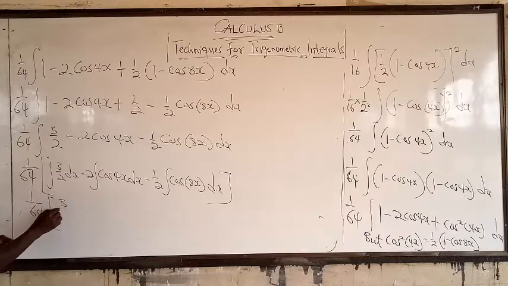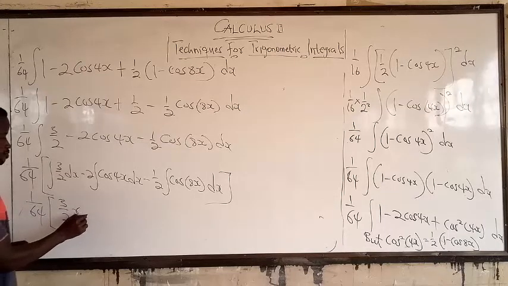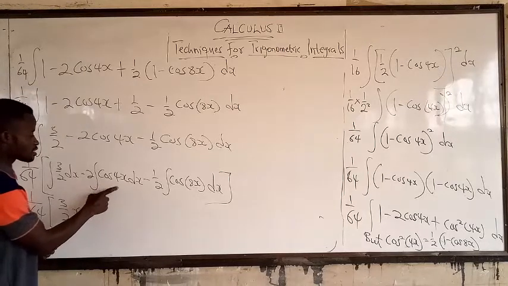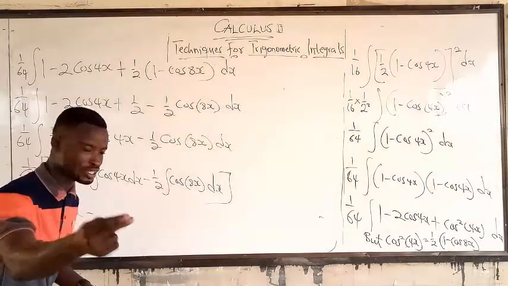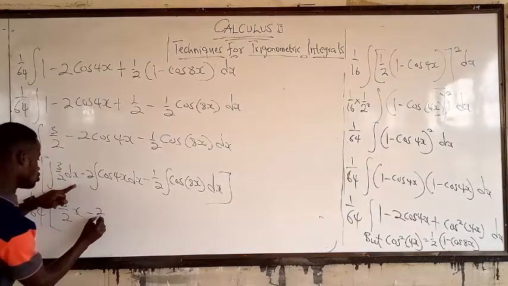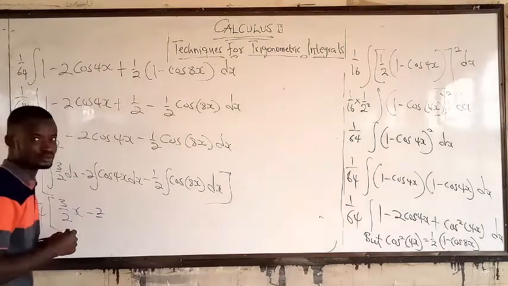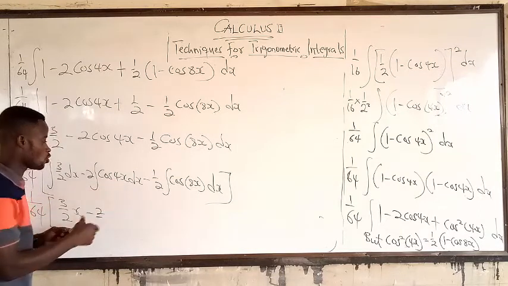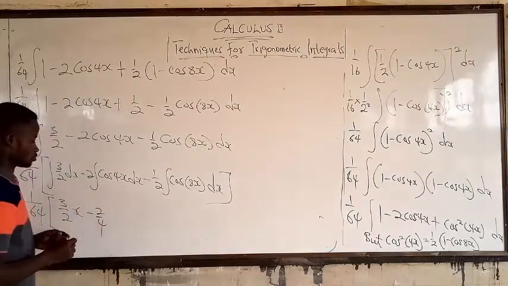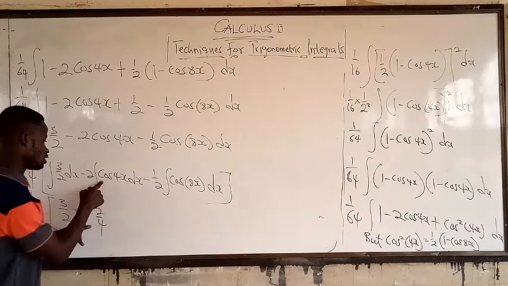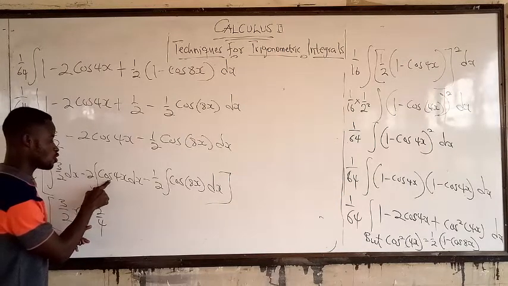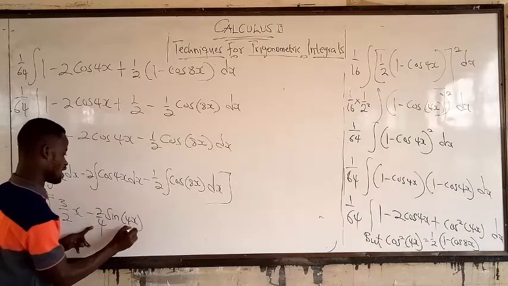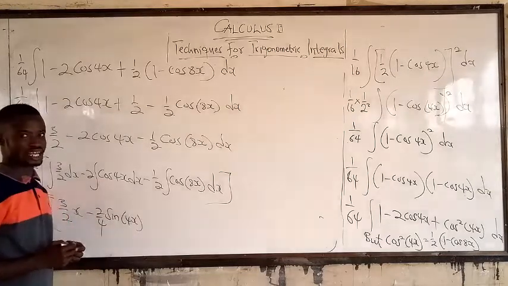Integrate this, you get 3 over 2 x, minus, integrate this. Hope you know the short method. 2 we will divide by what is going to be here? 4. Then integrate the whole of this, you get sine 4x. That's what you're going to get.